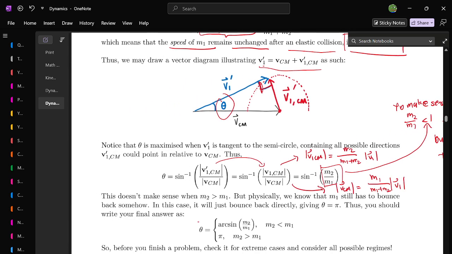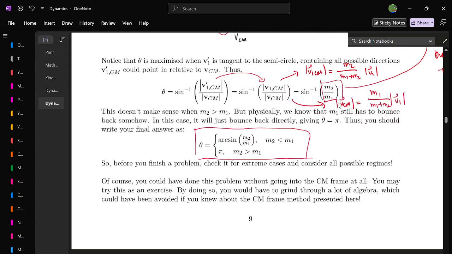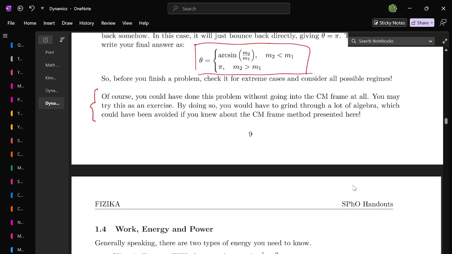This means that you should write your final answer like that when you consider both cases of m1 and m2. So again, check for extreme cases before you finish the problem. Don't throw away marks like that. Okay, so this is what I said previously. You can do this problem without the CM prime at all, but it is not recommended.